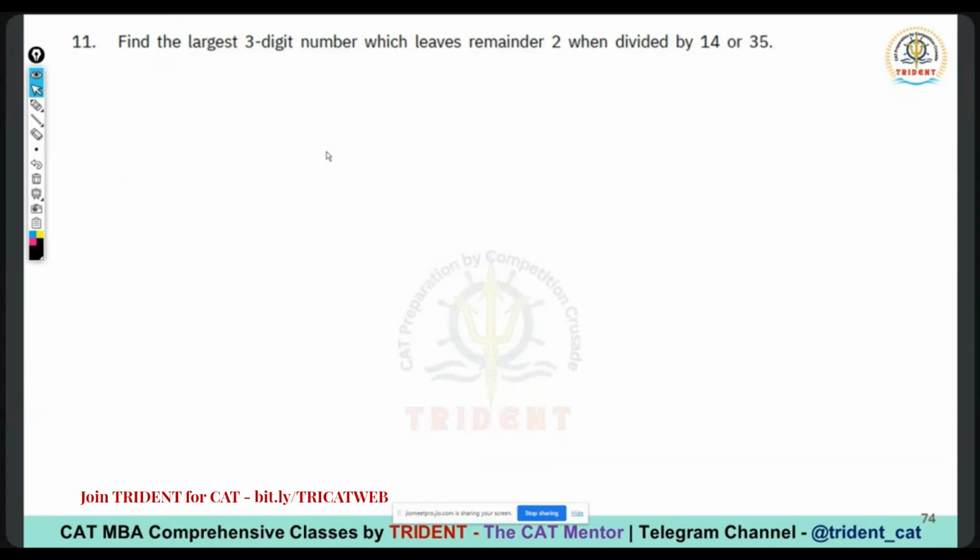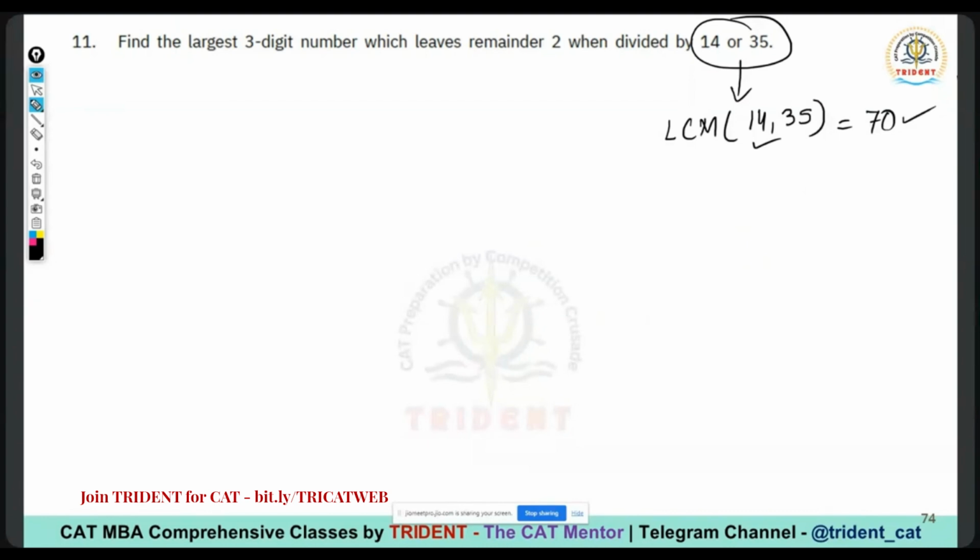Find the largest three-digit number which leaves remainder 2 when divided by 14 or 35. Every time I look at this, I think, why are they giving two numbers like this? I would be very happy if they had given me one number. How can I make it one number? LCM, 35 into 2. It will be the tables of 35 that will satisfy 14 also. 35 into 2 is 70, and 14 into 5 is also 70. So the LCM should be 70.